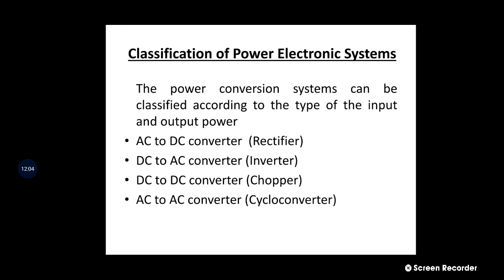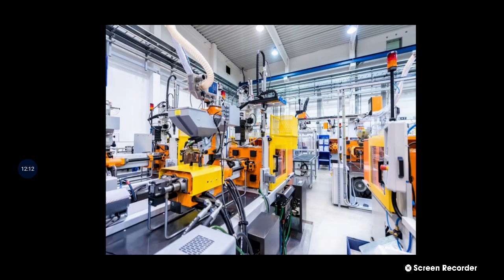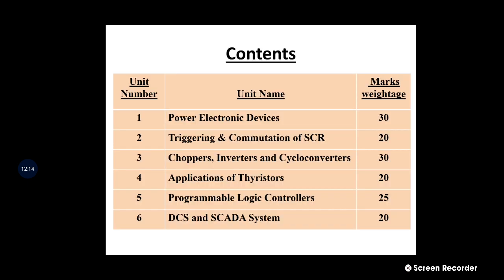SCR is the only essential component which is used in all these different power electronic systems. So here we are going to study the triggering and commutation of SCR in unit number 2. Triggering means to turn on the SCR, and commutation means to turn off the SCR. So in this unit we are going to study the different turn on and turn off methods of the SCR. We preferred SCR because it is the main component used in the different power electronic converters such as rectifiers, inverters, choppers, and cycloconverters.